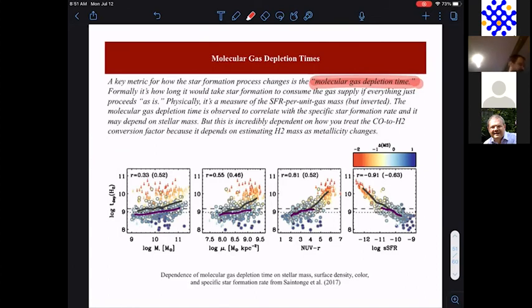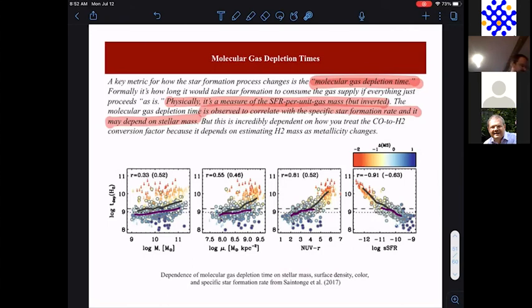In reality, we don't actually expect such a passive evolution. Physically, you can think of this as a measure of the star formation rate per unit gas mass, just upside down. The physical meaning here is a specific rate of star formation, specific to the gas mass, but expressed upside down so that you can quote it in years. So the molecular gas depletion time is of order a gigayear, but is observed to correlate with the specific star formation rate, and it may depend on stellar mass, with that same caveat, which I'll emphasize again in just a sec.